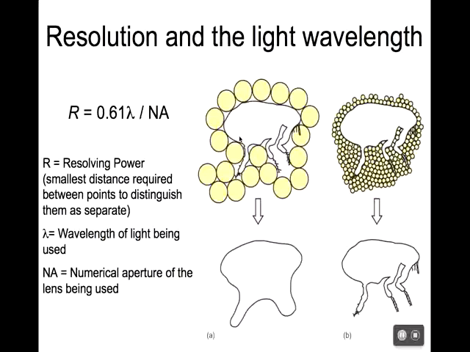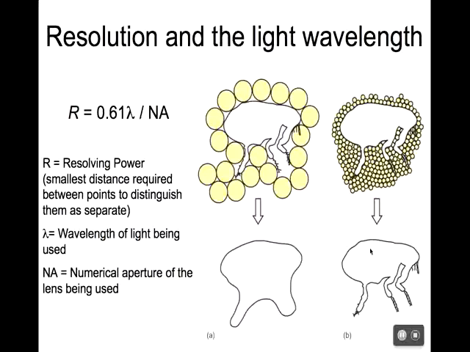The equation here is resolving power is 0.61 times the wavelength of light that's being used divided by what's called the numerical aperture of the lens. Numerical aperture is a quality of a lens. It has to do with how good the lens is at gathering light. The numerical aperture is not something that you would measure or calculate. It's something that's given to you. When you purchase a lens, the manufacturer tells you the lens's numerical aperture. So that's a number you plug into the equation.